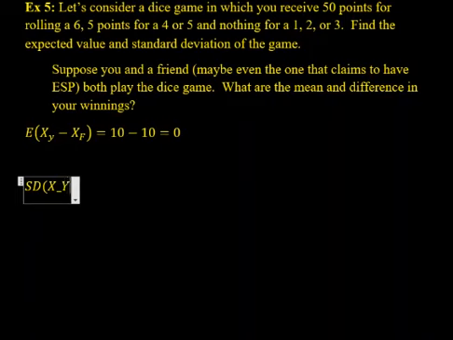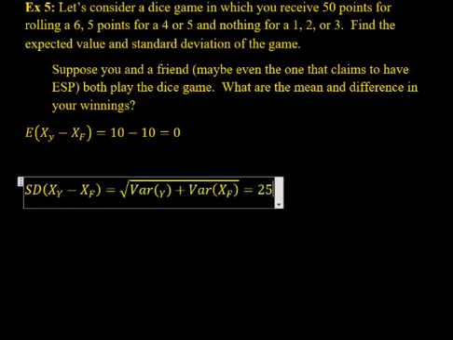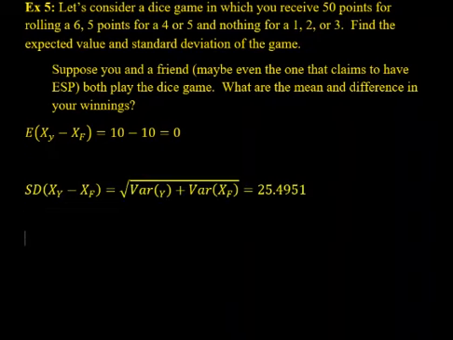The standard deviation of your winnings minus your friend's winnings will equal, again we have to go to the variance, and variances always add. So the variance of your winnings plus the variance of your friend's winnings will equal the square root of 325 plus 325, which is going to come out to be 25.495 points.